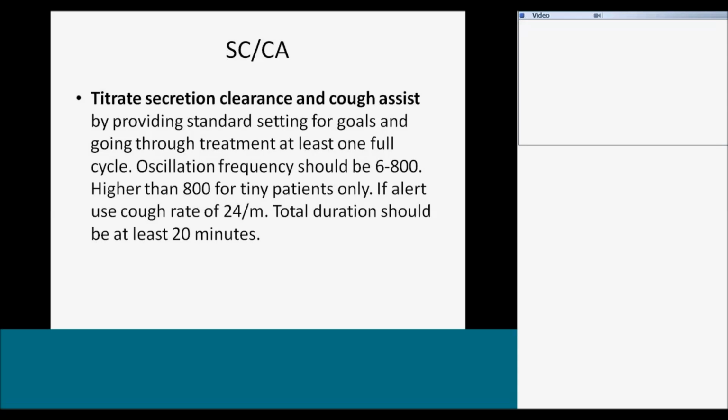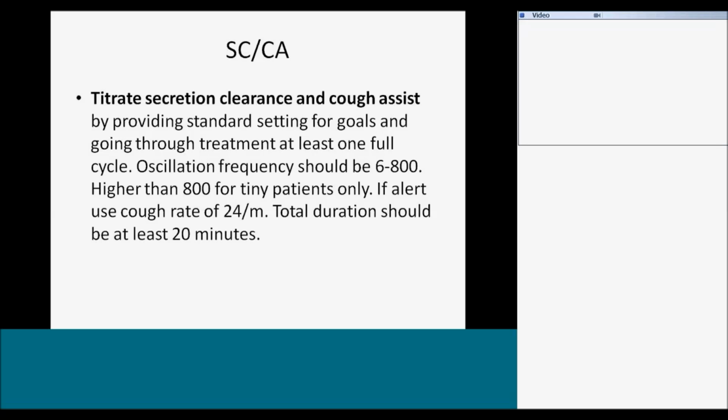The total duration of the treatment, which is oscillation plus cough assist phase times the number of repeats, should be at least 20 minutes. A standard secretion clearance treatment will be oscillation at 800 cycles per minute. There's an inspiratory pressure value that is the intensity of the oscillation. That should be anywhere from -15 to -30 based on the size of your patient, small to large. And then you're going to set the duration of oscillation typically at 4 minutes.